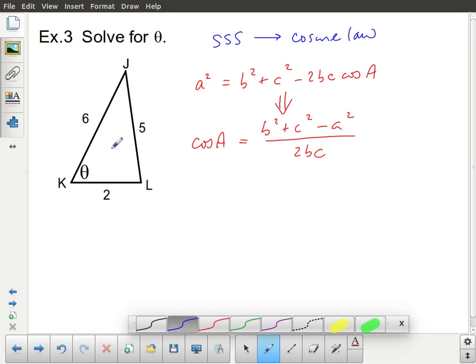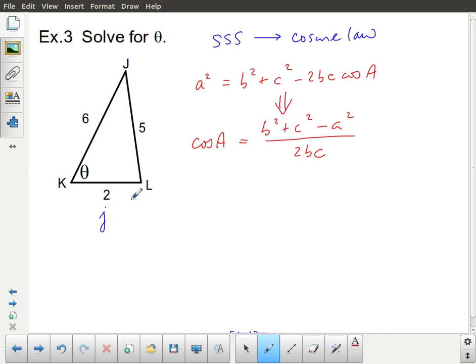You should not be changing the labels. This triangle is labeled J, K, and L, which means the side J is here, the side K is here, the side L is here. I should re-express this in terms of the angle K. So the cosine of capital K is equal to, well, b squared and c squared are just the sides that are not this. So what is not K? That would be J squared plus L squared minus the side K squared over 2JL. You need to be able to do this manipulation.